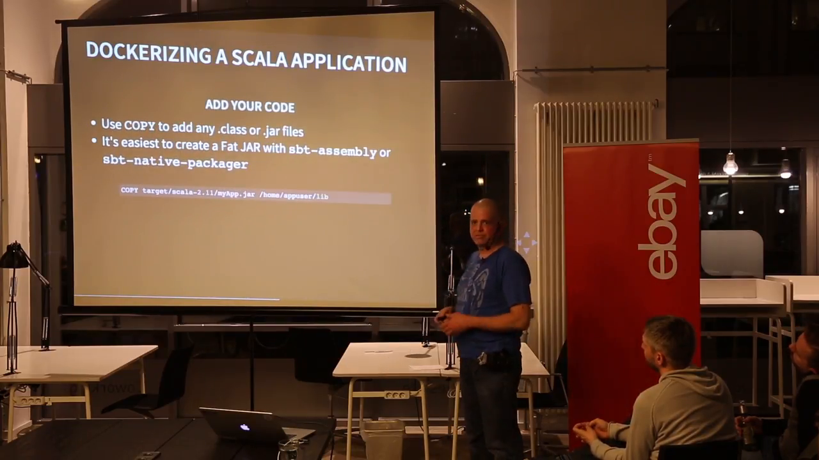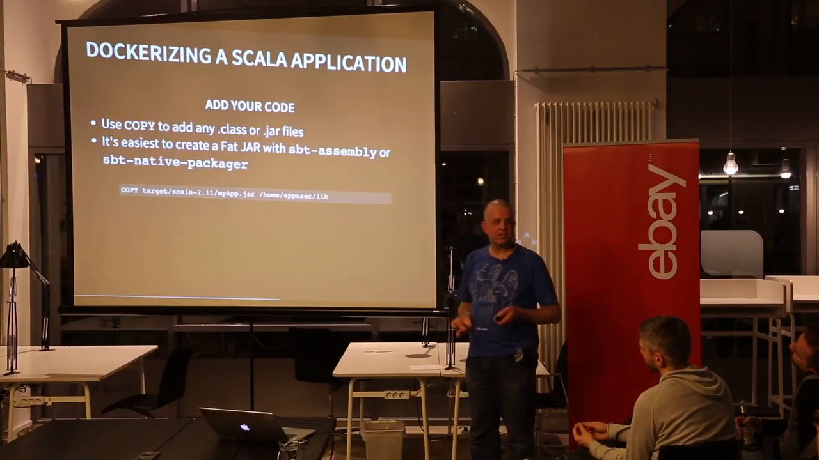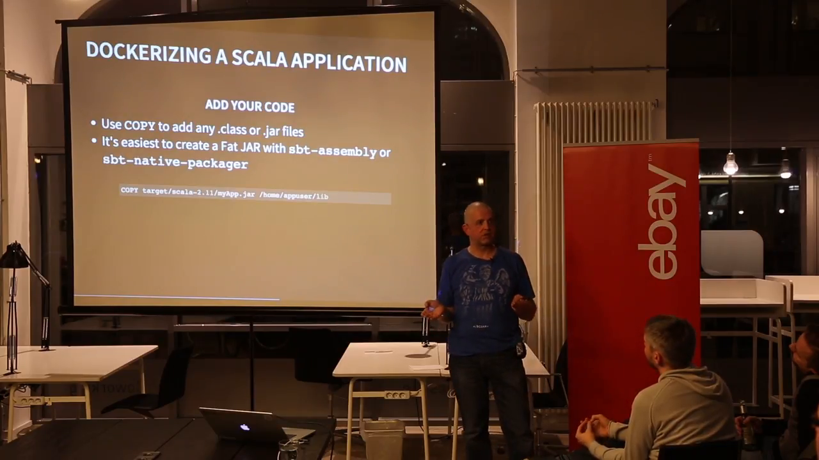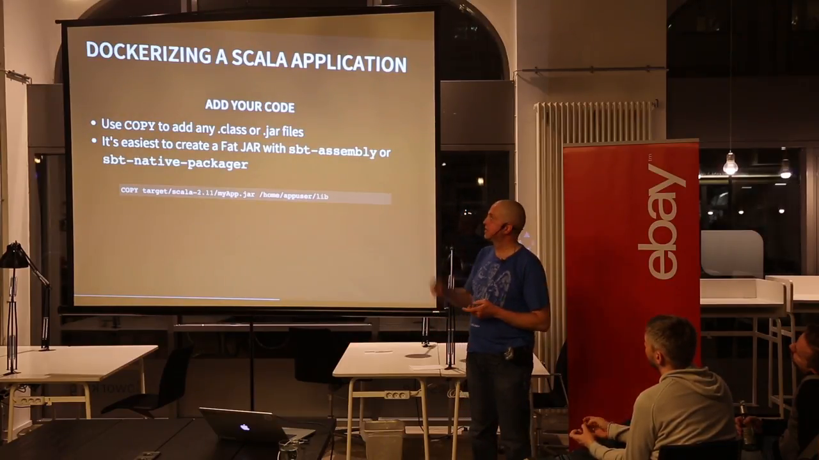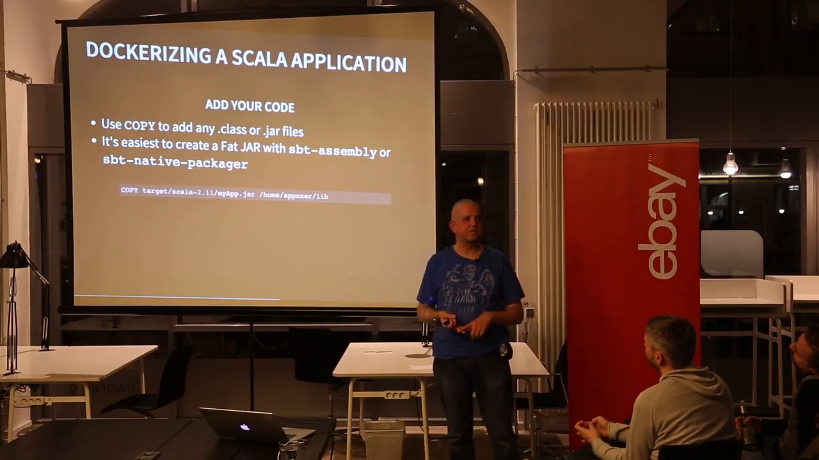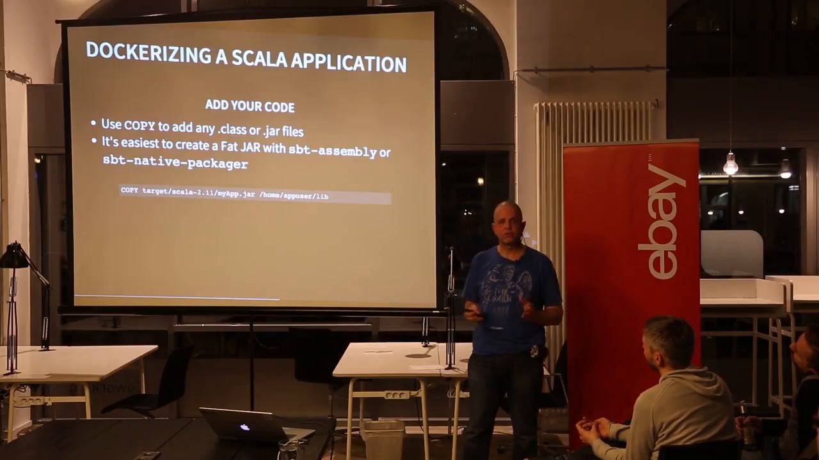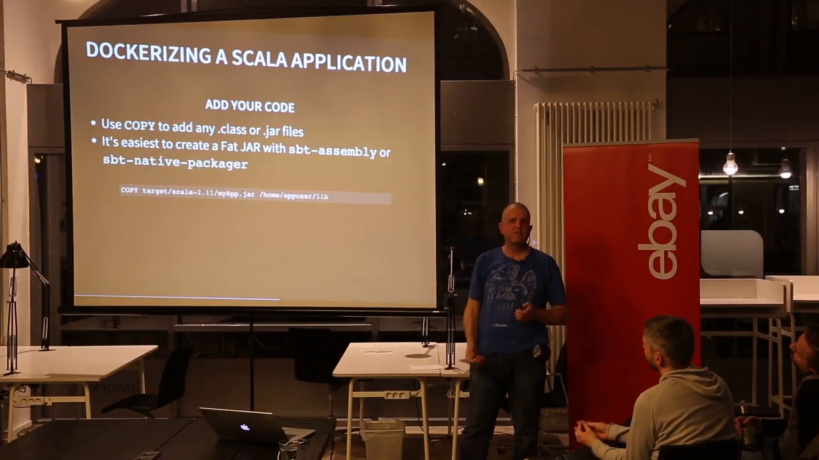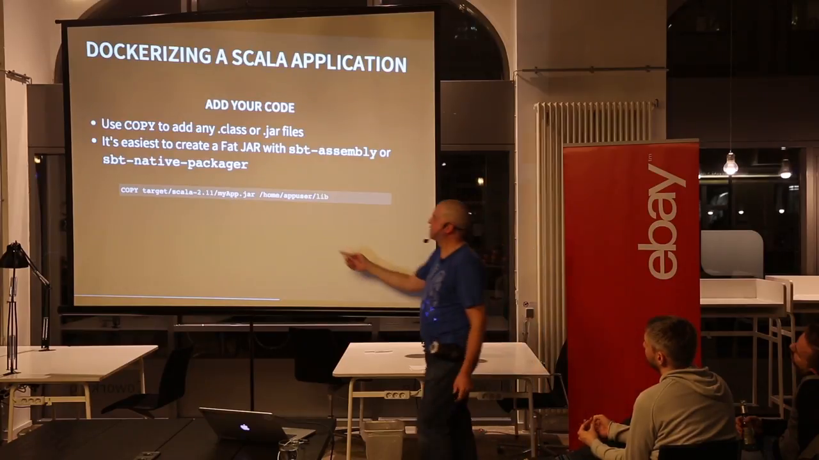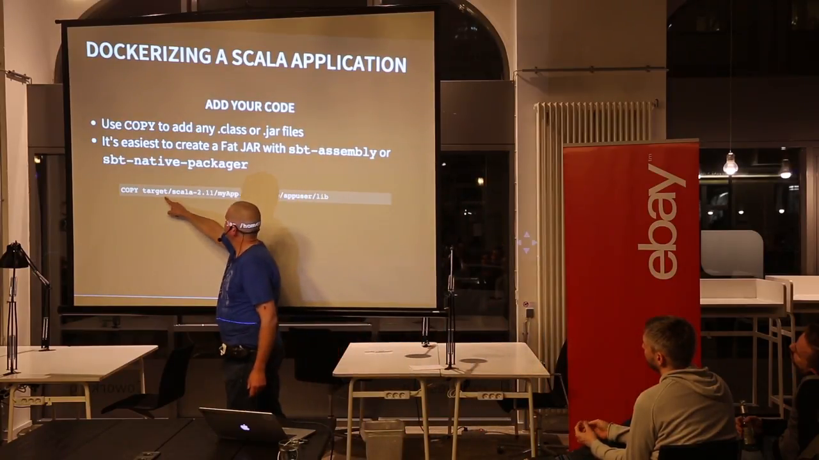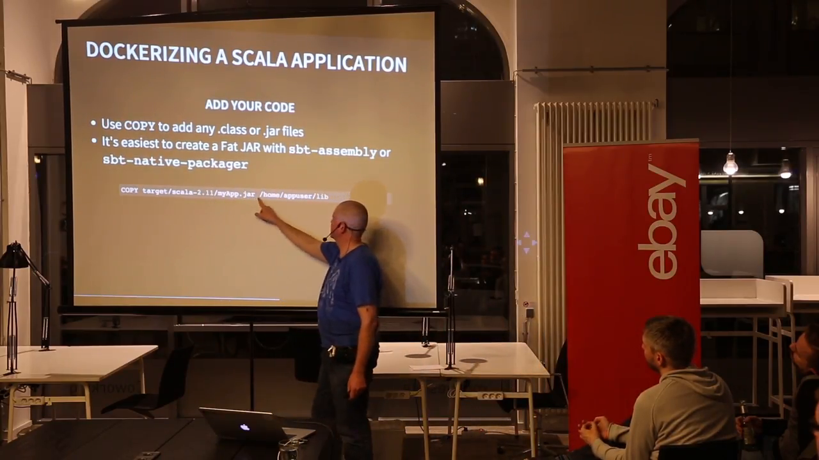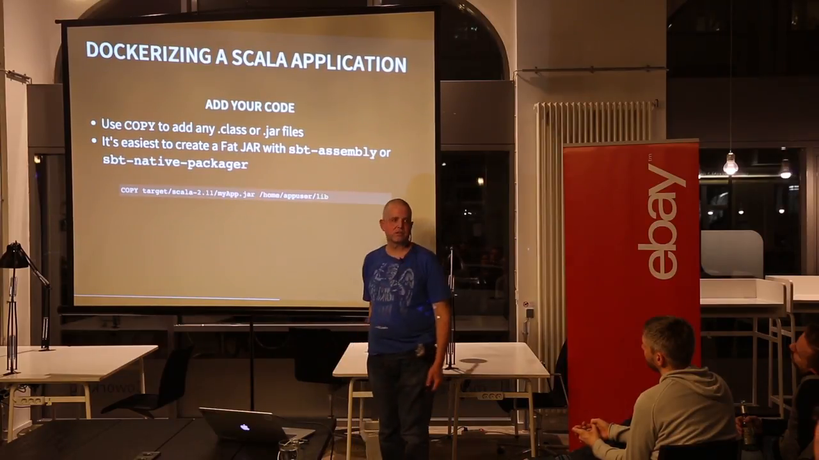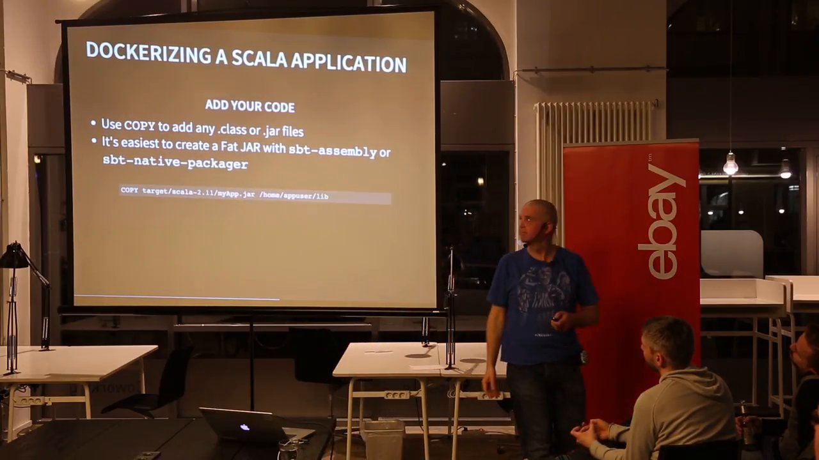Now you add your code. What I have found easiest is to just generate a fat jar. So use, like it says there, SBT assembly, SBT native packager, or whatever tool you want to use to generate a single jar. You can actually just copy all of your class files, but it's a lot simpler to have a single jar that has the whole application. You use the COPY command. So you see here you copy from target/scala-2.11/myapp.jar to this directory inside of the image.